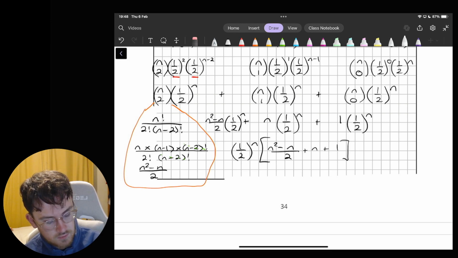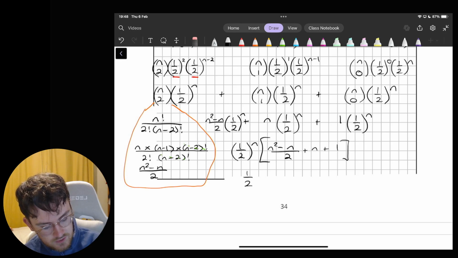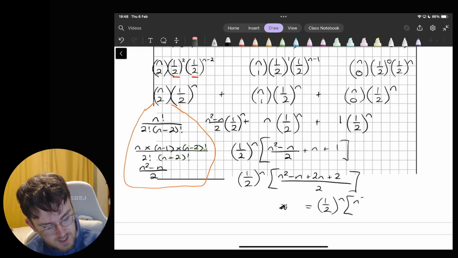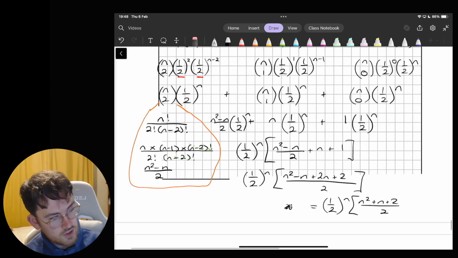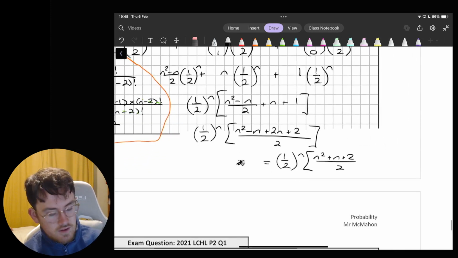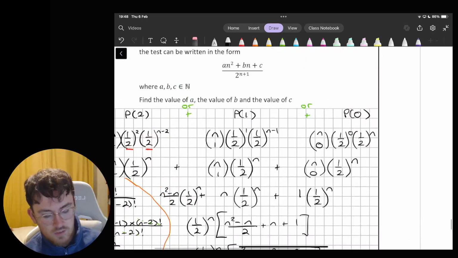Okay, continuing onwards here. A half to the power of n, n squared minus n plus 2n plus 2, all over 2. And we get a half to the power of n times n squared plus n plus 2, all over 2. Okay, nearly there now. We're close to the format that they're looking for.